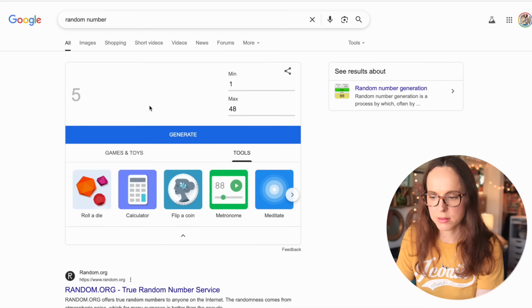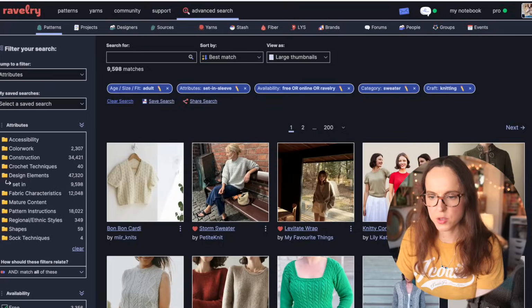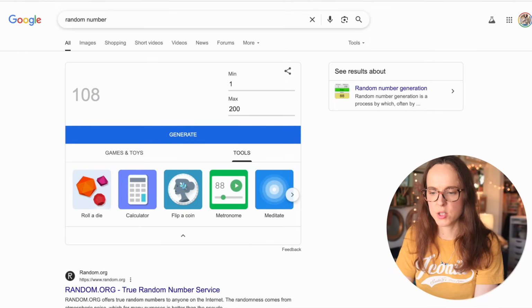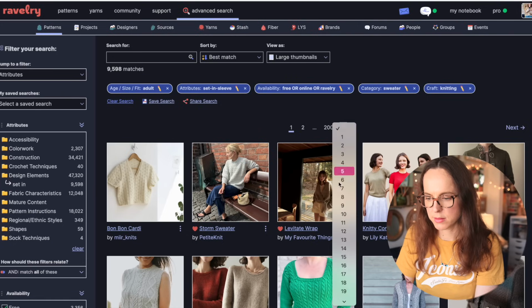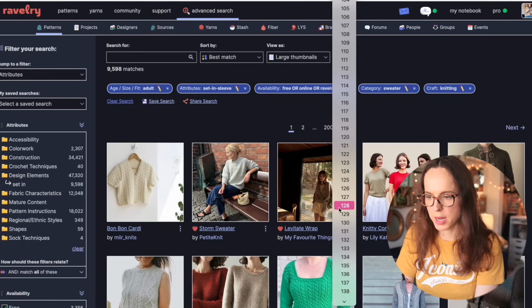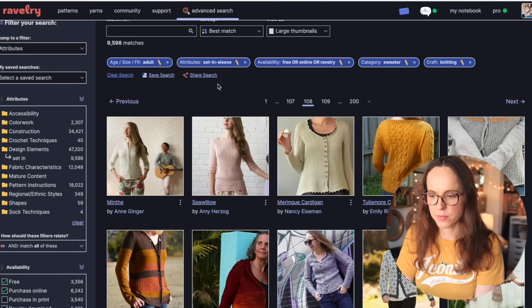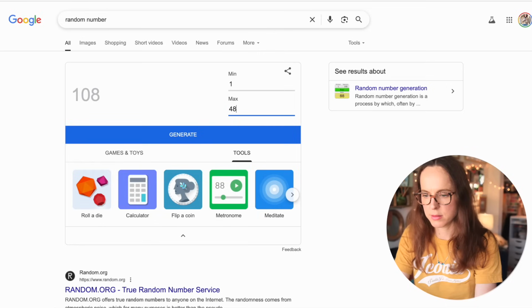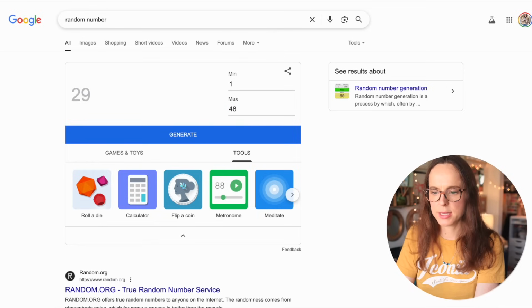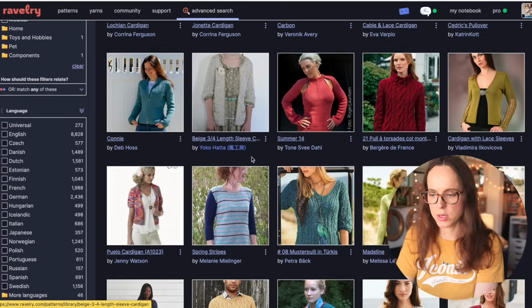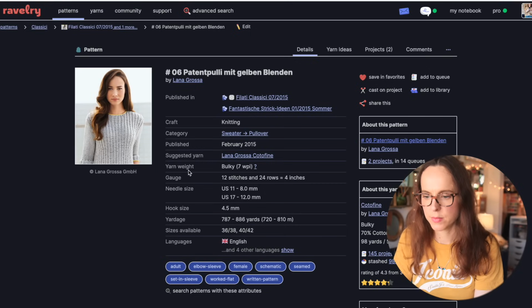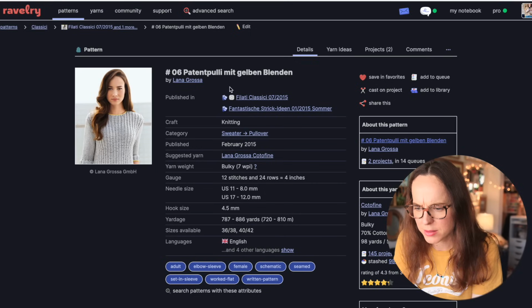Okay. All right, we have 9,598 matches. Oh, how many pages is that? 200 pages. Page 108. Okay, and then we are going to do 1 through 48. Here we go. Okay, we have Patten Pulley Meat Gelben Blenden.